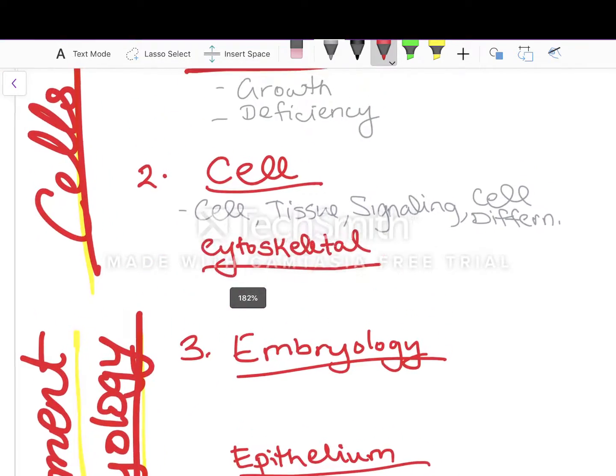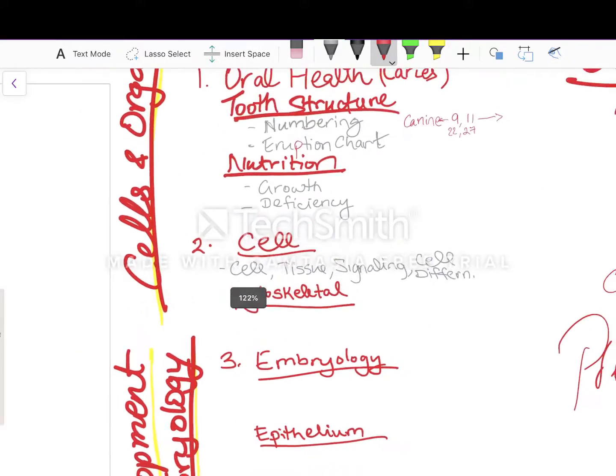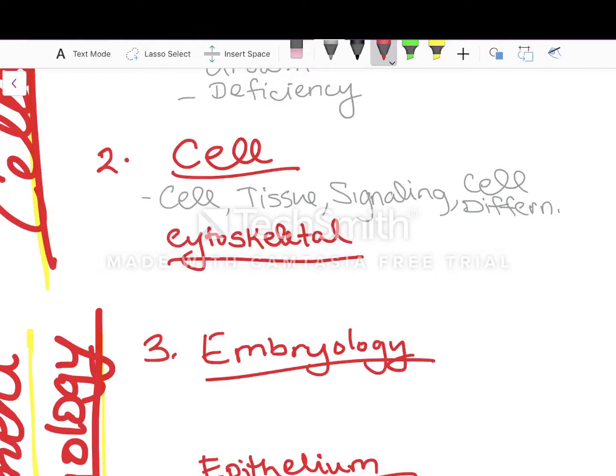So now we are at the cells and the organs. So what are cells? How do we make up the tissue? What type of signaling is involved? Cell differentiation. How does a cell know what to become? And then what cells make up the tooth structure and what cytoskeleton holds that cell up.